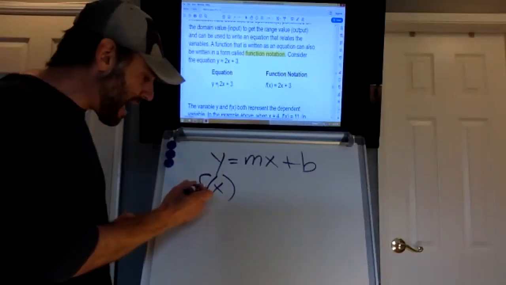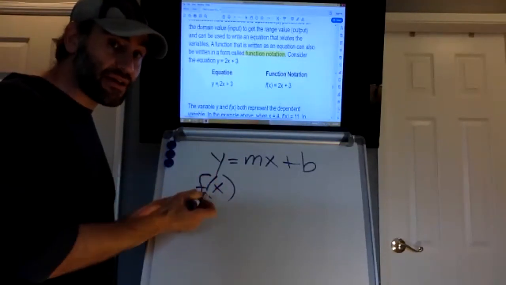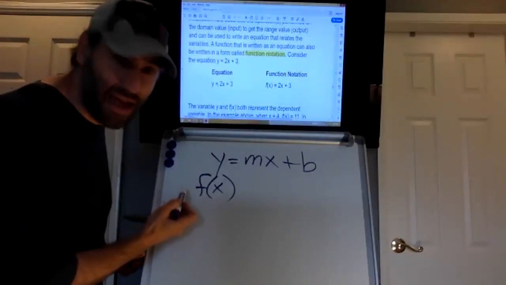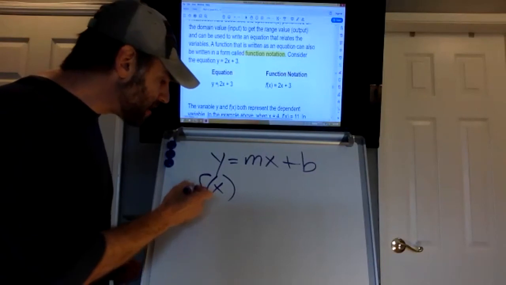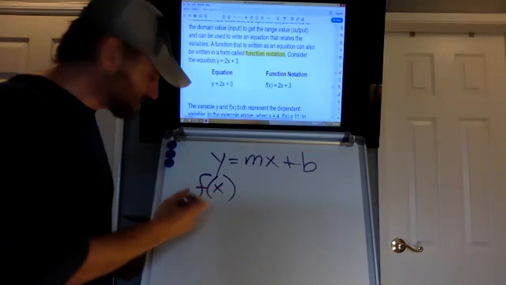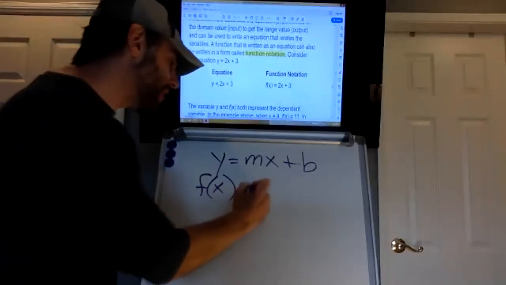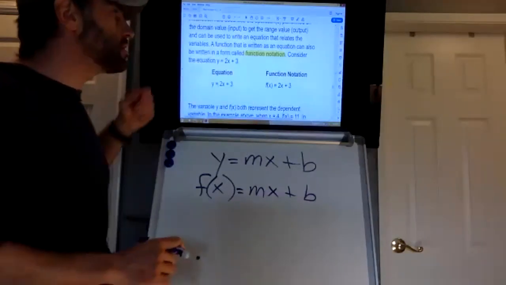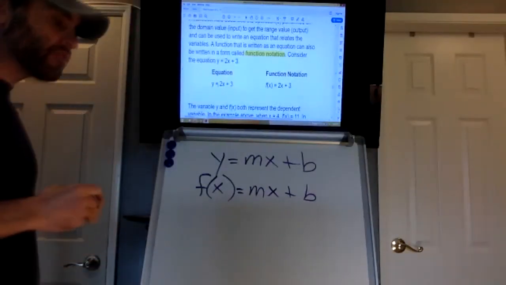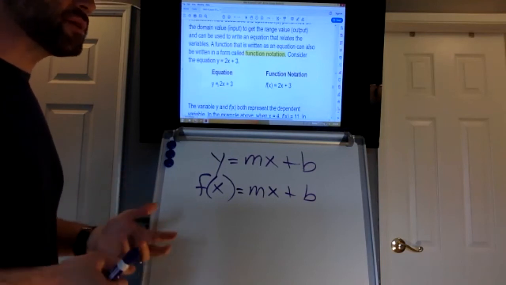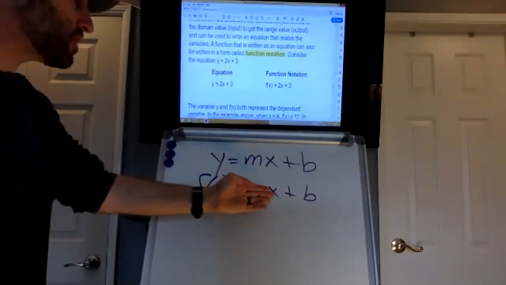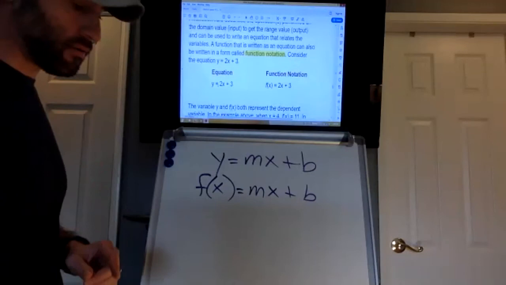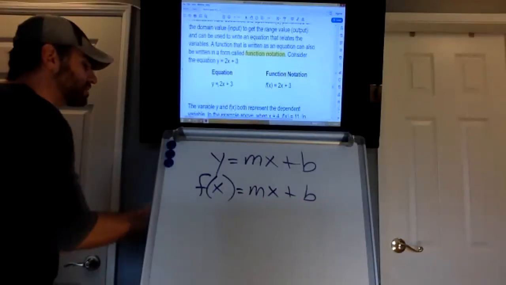What it is not, it's not f times x. Let me just say that now. This is not, it's on video, not f times x. This means function of x. This is a function depending on x. And then this part stays the same. And you can see that here. So this is called function notation. What it does is it lets the reader know that there's a predictability that exists. When you plug in an x, you're going to get out a y. You're not going to get out 2 y's. You're going to get out one answer. So that's what function notation is all about.